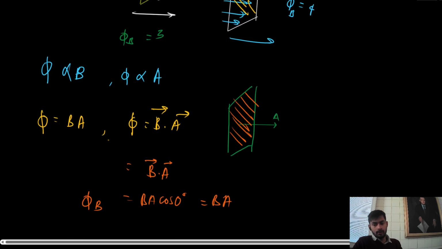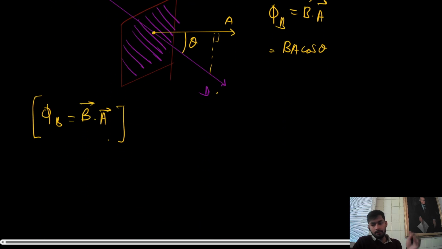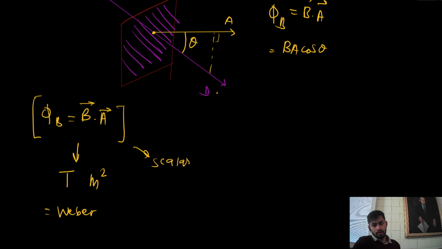Right? Now, the SI unit of magnetic flux would be Tesla times A in meters squared, and it would be Weber, right? Which is again a scalar quantity.